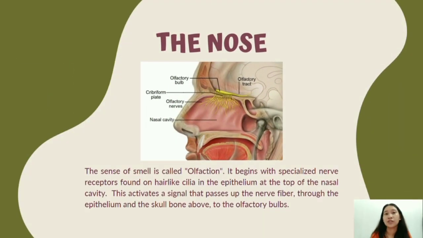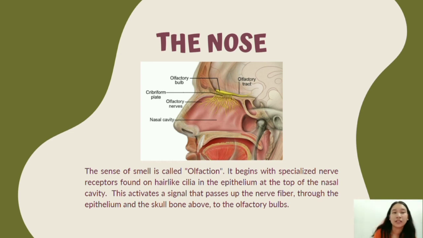The nose. Do you know that the sense of smell is called olfaction? It begins with specialized nerve receptors found on hair-like cilia in the epithelium at the top of the nasal cavity. When we sniff or inhale through the nose, some of the molecules in the air bind to these receptors. This activates a signal that passes up the nerve fiber through the epithelium and the skull bone above, to the olfactory bulb.